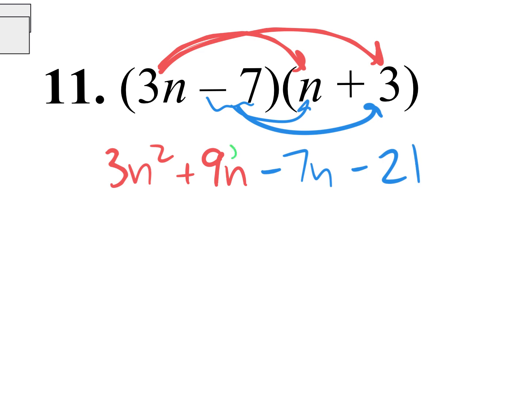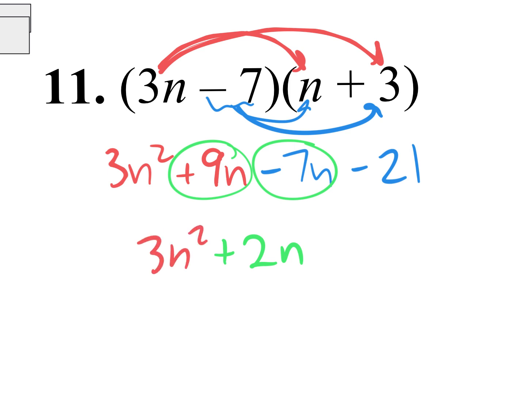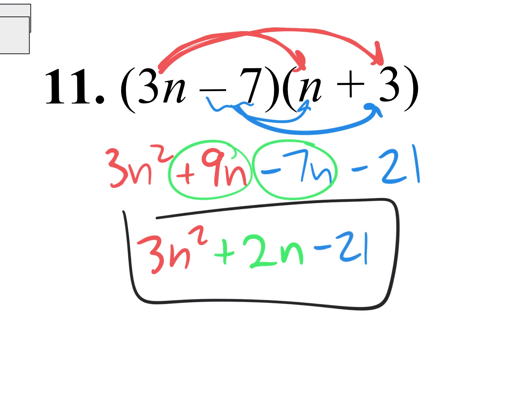Out of those 4 terms, you could combine the two middle terms. You have $9, you owe $7. You could pay them off. You will still have 2 left over. Positive 2, not $2, but 2 n's in this case. What about the 3n squared? Bring it down. And what about the minus 21? Bring it down. There's your answer. 3n squared plus 2n minus 21.